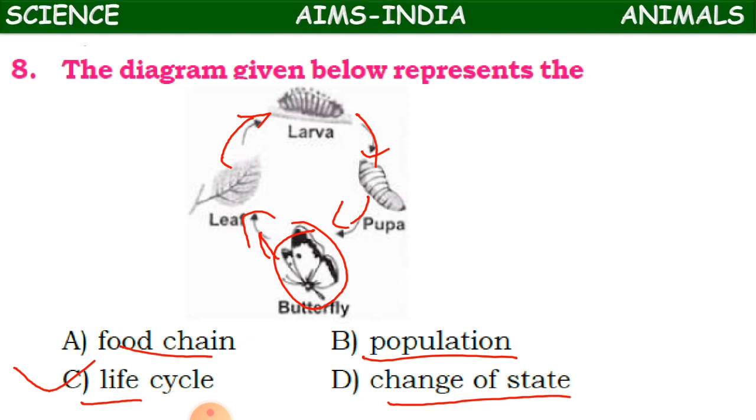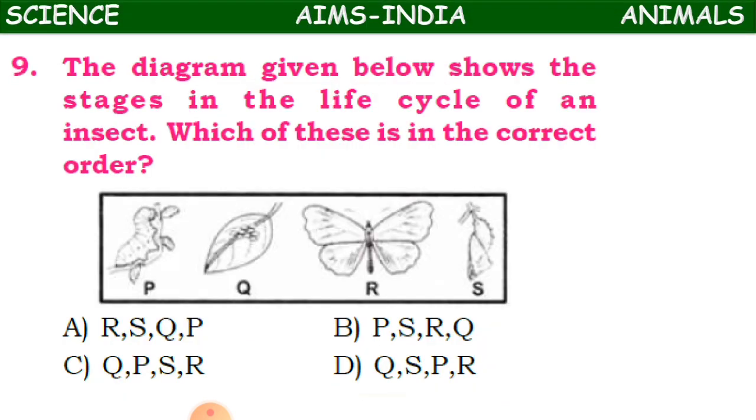Clear, children? Now we'll go to the 9th question. The diagram given below shows the stages in the life cycle of an insect. Which of these is in the correct order? See, just now we have discussed the life cycle of a butterfly. Here also the same is given, but it is given in a wrong order. So we have to identify the correct order.